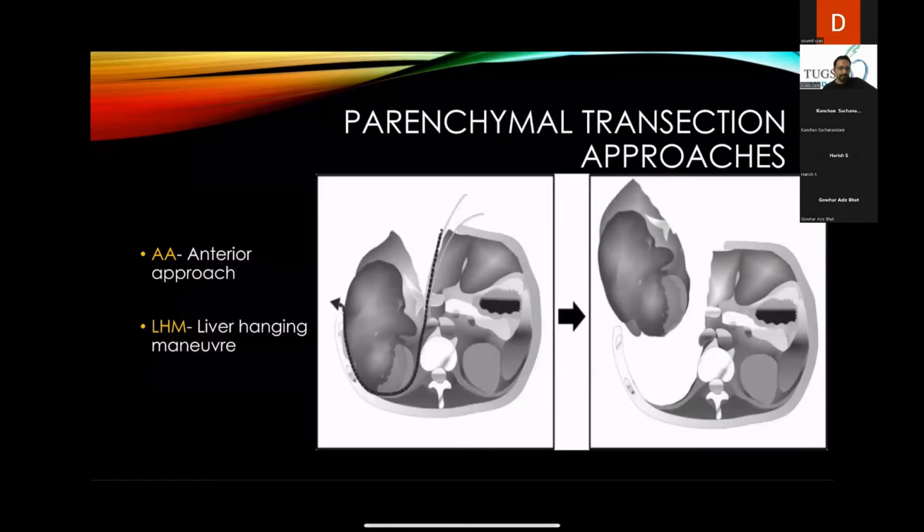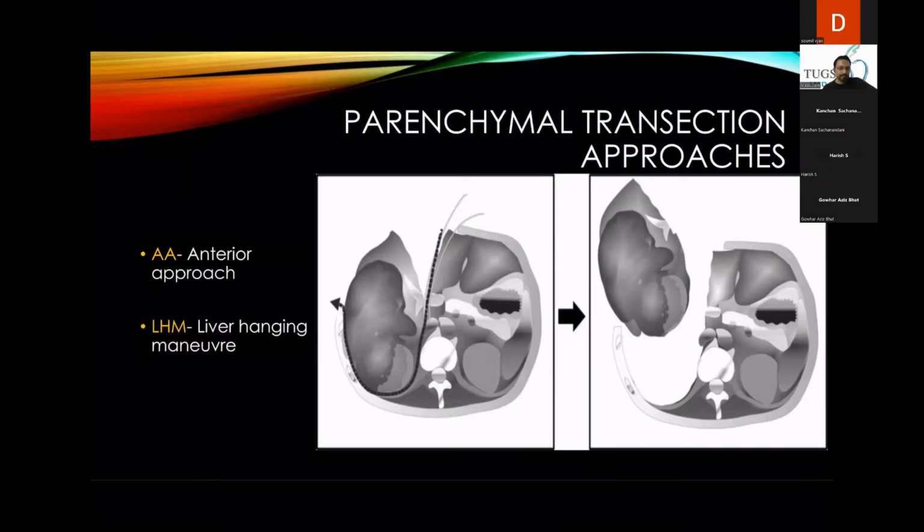So this is how you loop. You create a space between the right and middle hepatic vein, and from below you go in a caudocranial direction by taking out the small venous tributaries at the caudate lobe junction.